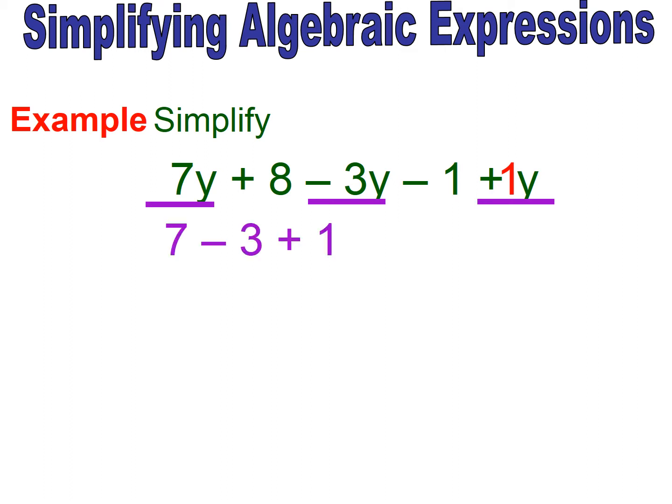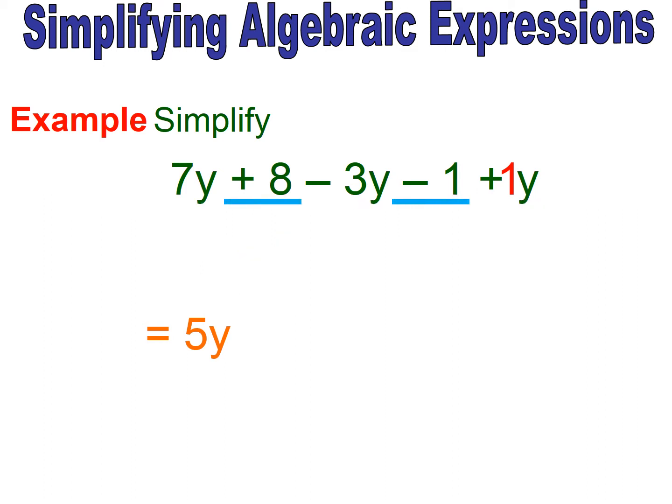So now we want to combine like terms. We're going to take the coefficients, the 7, the minus 3, and the plus 1, and we're going to do the arithmetic. So I end up with 7 minus 3 is 4, plus 1 will give us 5, and I attach the variable to it. So I combined those 3 terms into 1 because they were like terms.